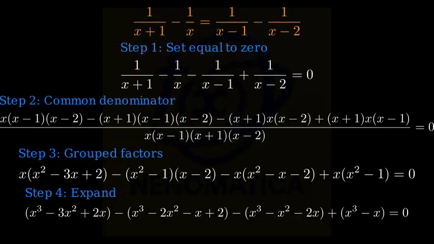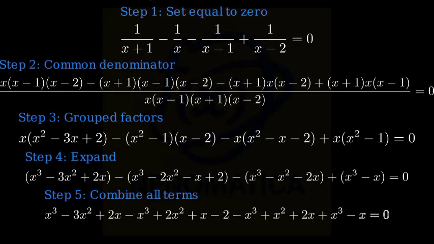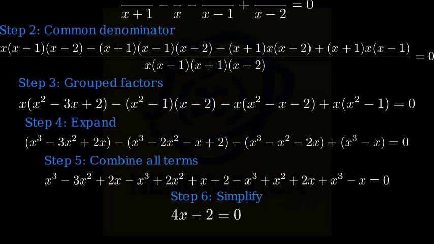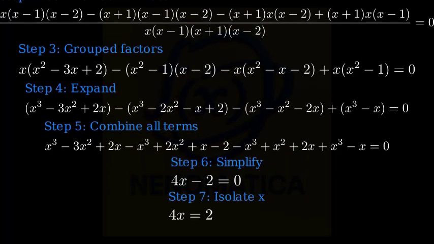Step 7. Move the constant and isolate the variable. Step 8. Divide both sides by 4. So x equals 1/2. This value keeps all denominators non-zero, so it is valid. Recap. We followed the provided solution structure precisely.